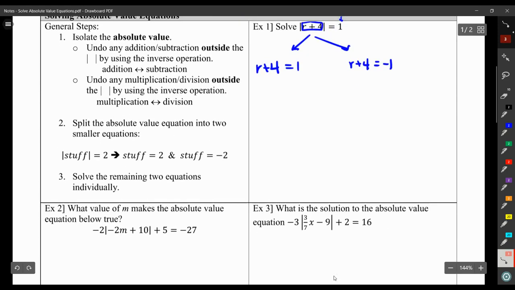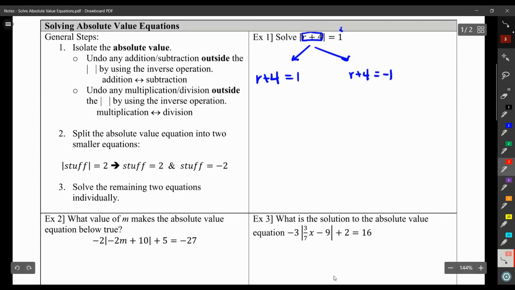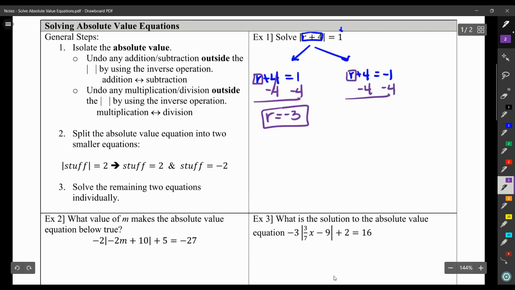Now that you've taken the absolute value, we need to finish solving. That's step 3. Once you've split it apart, solve the remaining equations individually. If I want r by itself, I'm going to subtract 4, and we end up with a solution of r equals -3. That's one solution. On the other side, we subtract 4 as well, but we get a different answer. -1 minus 4 is -5. So don't assume just because this is -3, the other is +3, or the other way around. The numbers can be different.